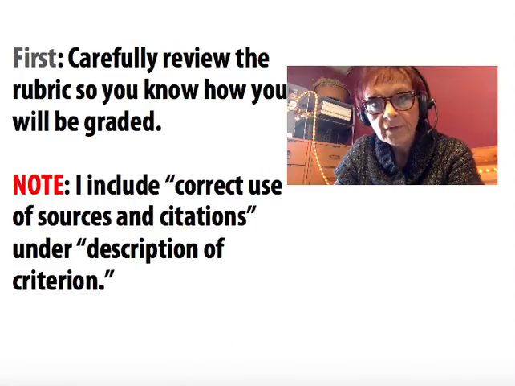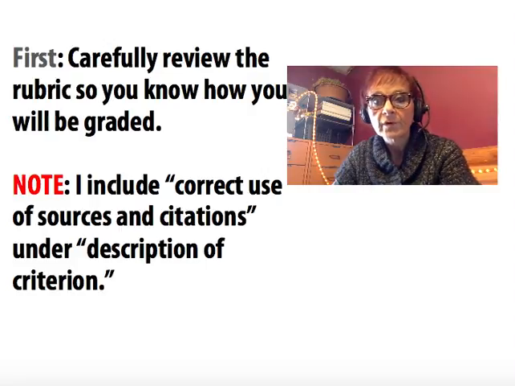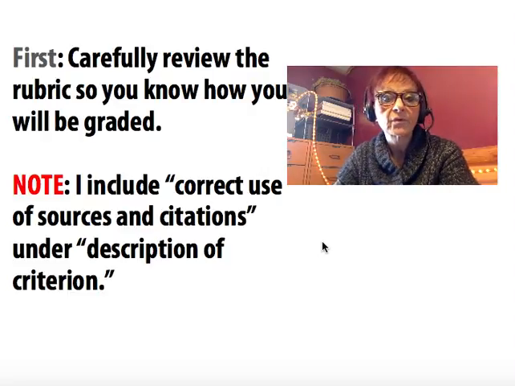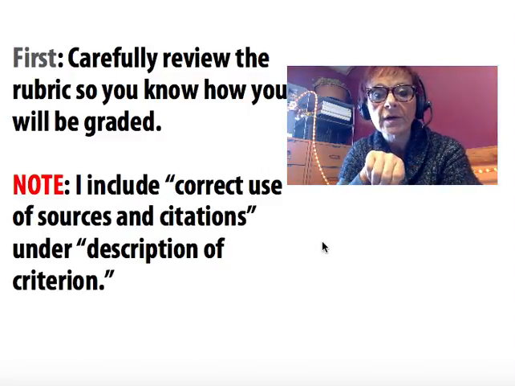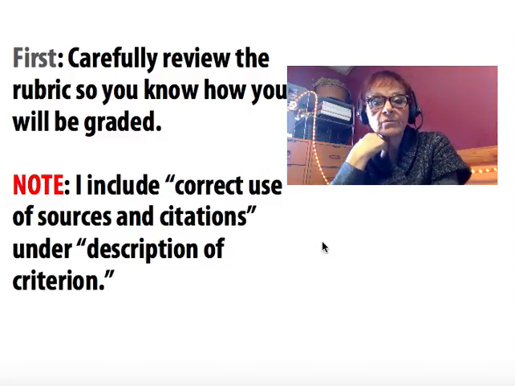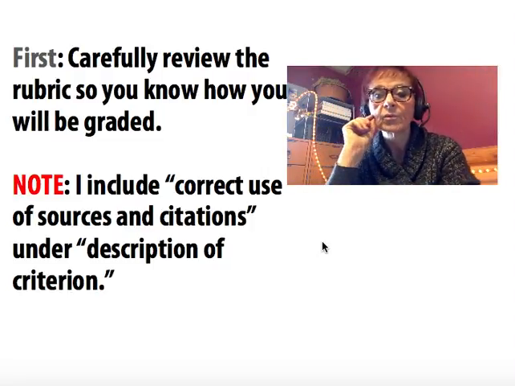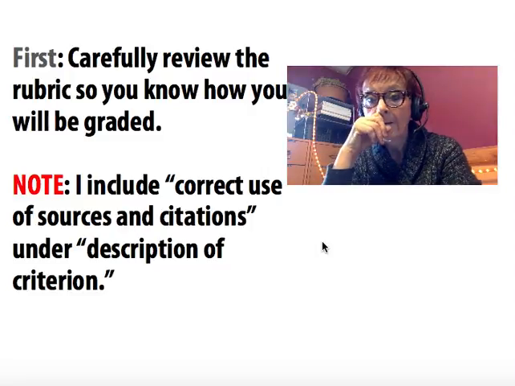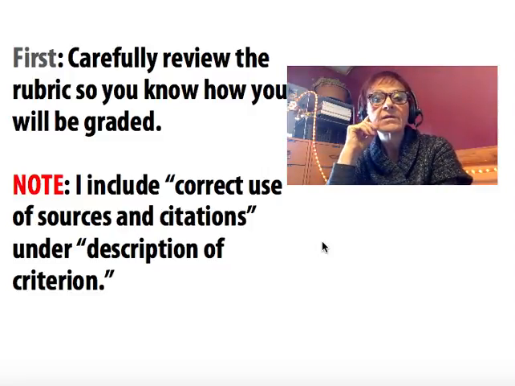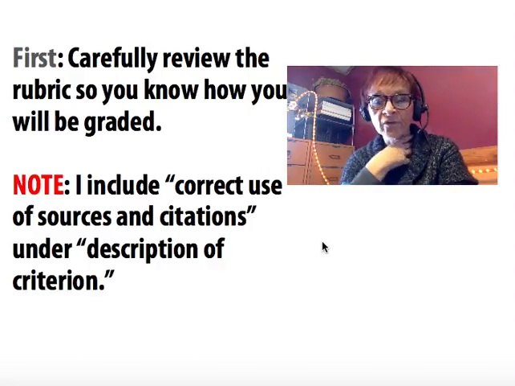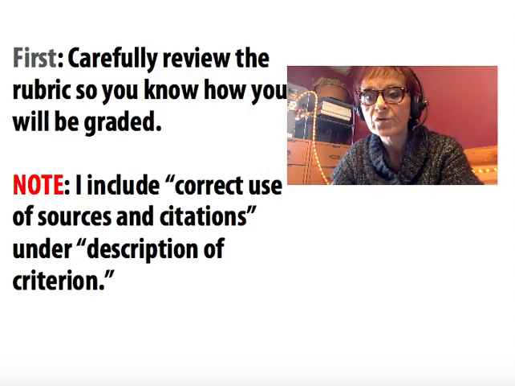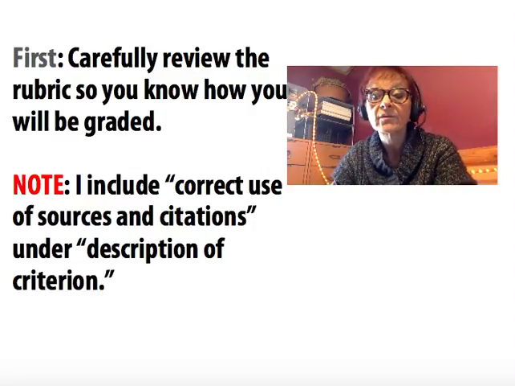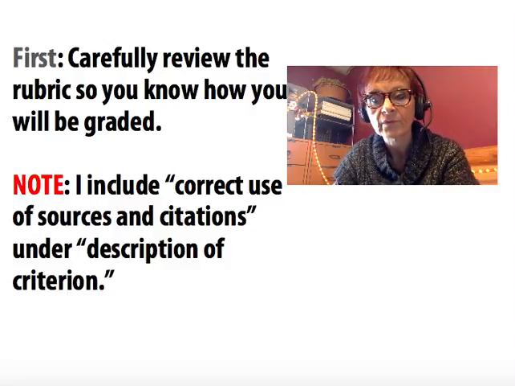So the first thing that I suggest is that you review the rubric for the assignment so you know exactly how it'll be graded, you know exactly the criterion that will be used to grade it. And notice that under the last point in the table of the rubric, you have description of criterion, which is basically the point in the rubric that has to do with writing and formatting. And keep in mind that I look at correct use of sources and citations under description of criterion to just make sure you do your sourcing correctly, because this assignment actually does require sources.